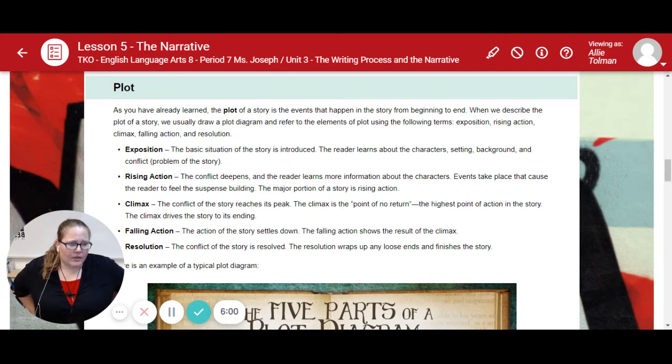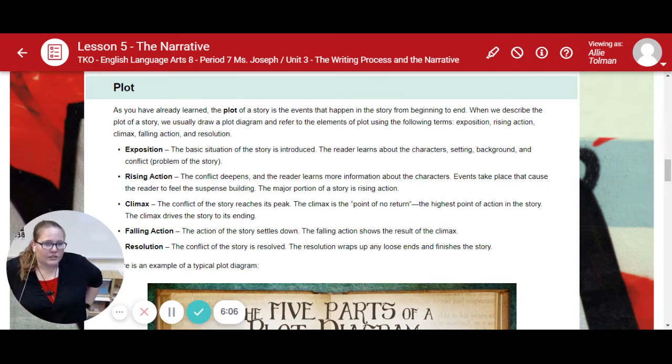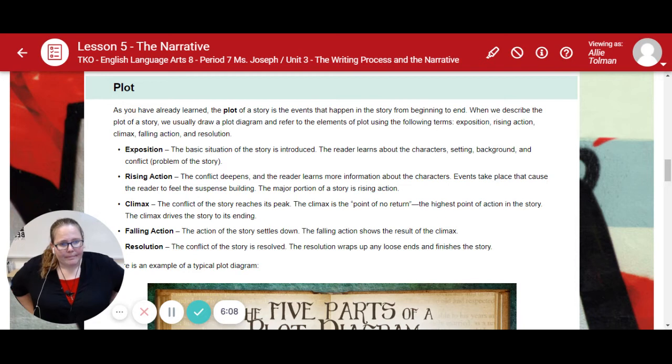So the reader learns about the characters, setting, background, and conflict, which is the problem of the story. We have our rising action, which is where the conflict deepens, and the reader learns more information about the characters. Events take place that cause the reader to feel the suspense building. The major portion of the story is rising action.